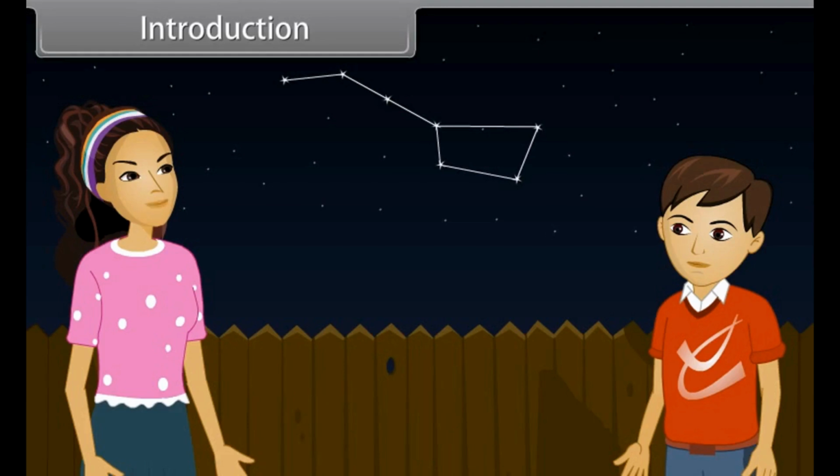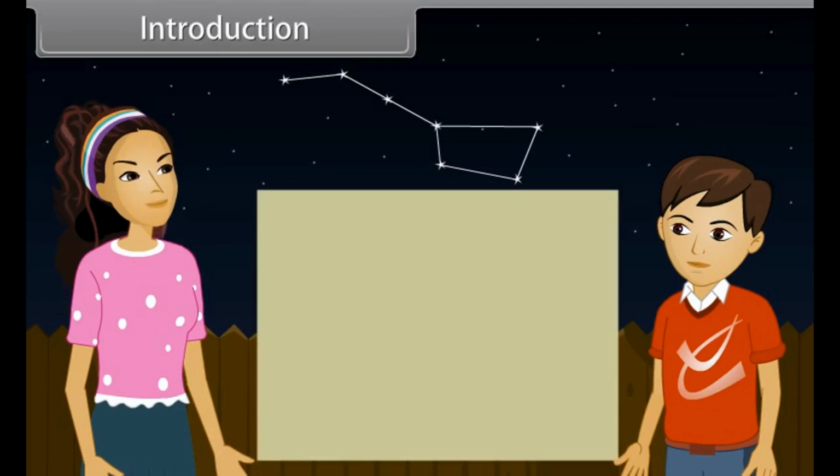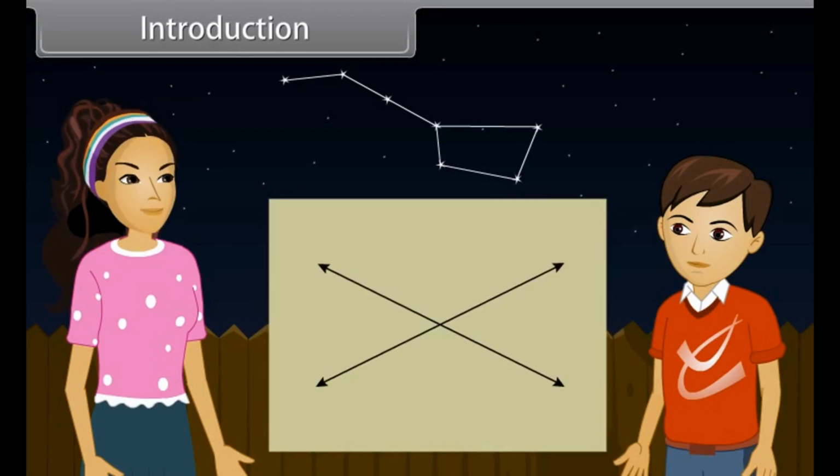See that Big Dipper? Here, all the 7 stars are joined. And Didi, what happens when two lines intersect each other? Good question. When 2 lines intersect each other, then angles are formed. Come, I will tell you more about lines and angles and their properties.